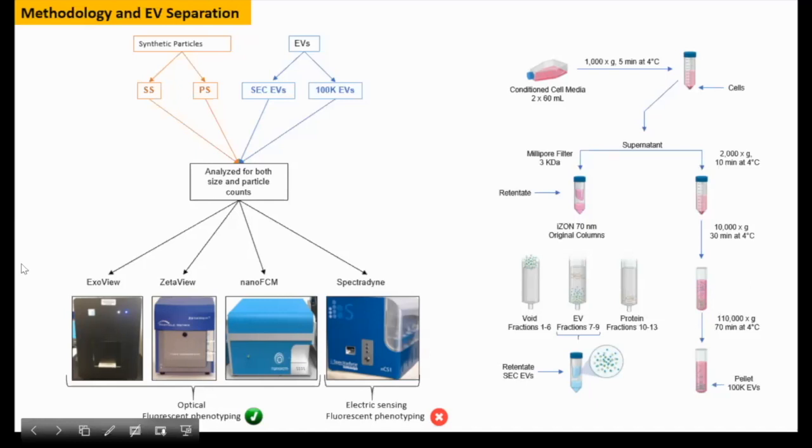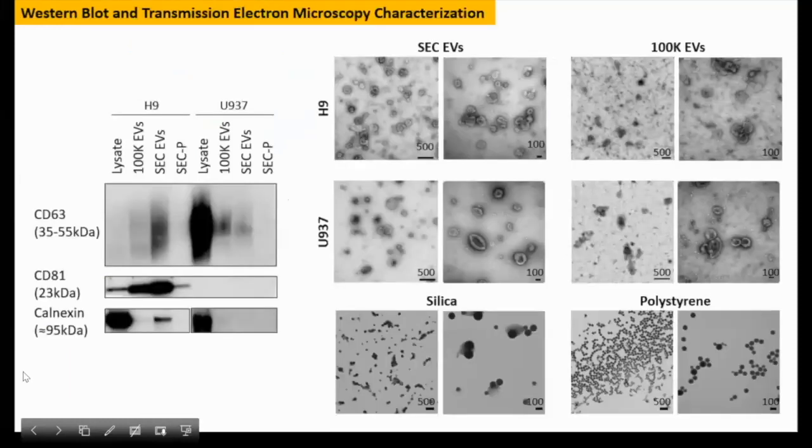So just briefly, we used conditioned culture media from both cell lines that was isolated by either a combination of ultrafiltration and size exclusion chromatography using 70 nanometer columns or by differential ultracentrifugation. Now, the products of these isolation methods will be referred to as either SEC EVs or 100K EVs throughout the presentation.